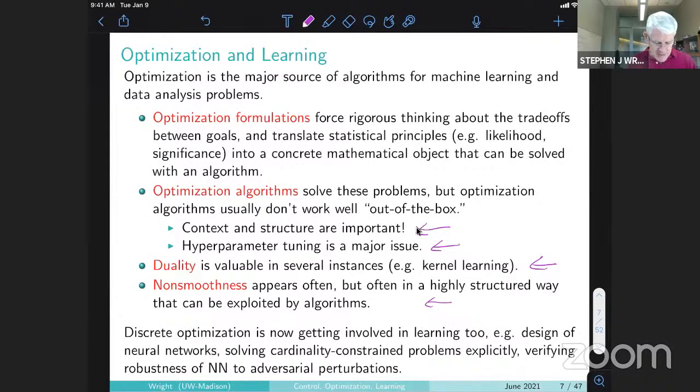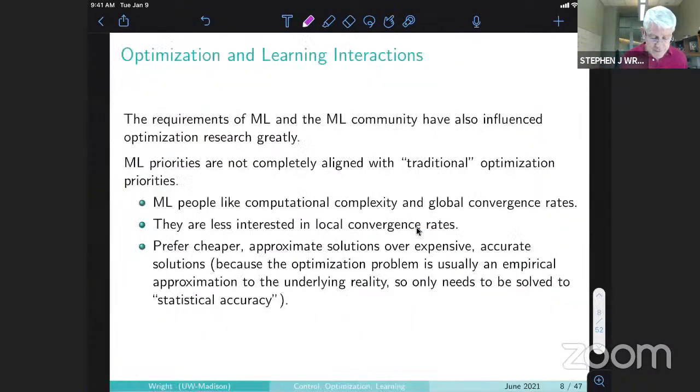And I just mentioned here that there's starting to be more involvement of discrete optimization in learning. It's always been on the edges, but of course, discrete optimization problems are typically a lot harder to solve. But recently, the state of the art in that area is getting better and better in terms of the speed of solvers for integer programming. So it's becoming more and more feasible to at least consider using discrete optimization forms.